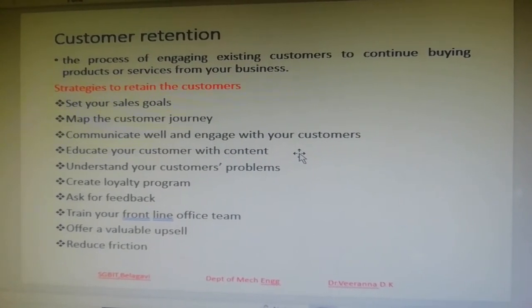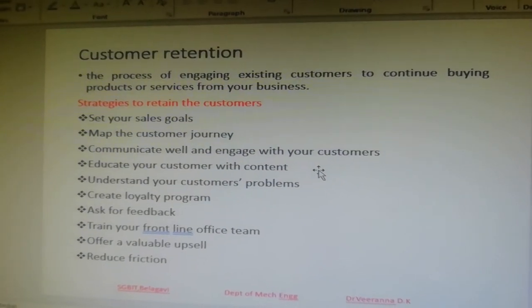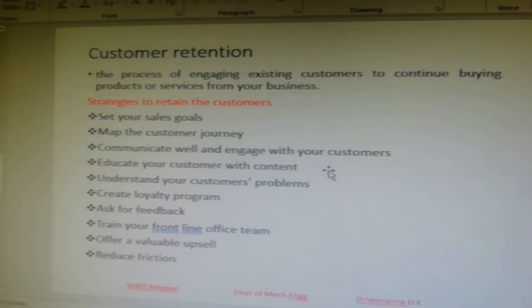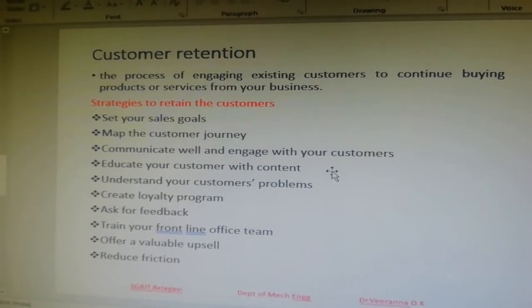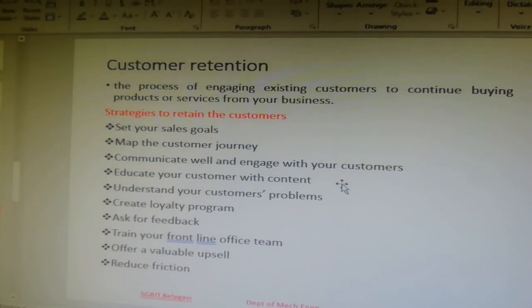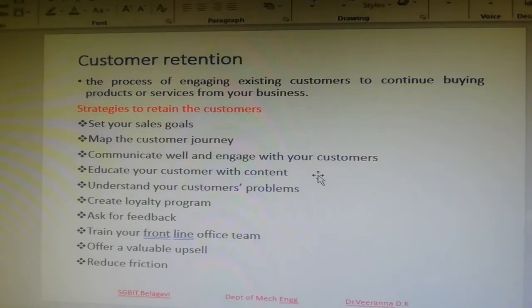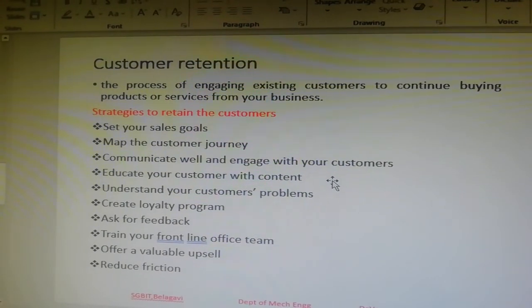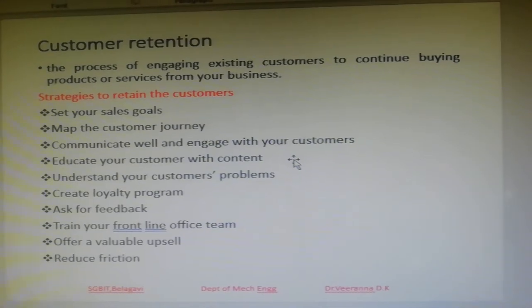Then you have to train and offer some valuable upsells. If you purchase one thing, then they can tell you, sir, next year you can purchase this product. If somebody is purchasing a 5 lakh car, after 5 years if they want to change the car, then you can ask them and offer them a good car. Above that, upselling is to be done with the next product range.